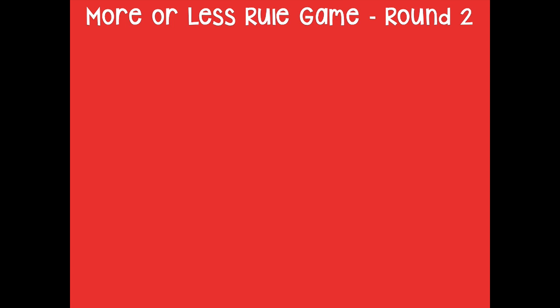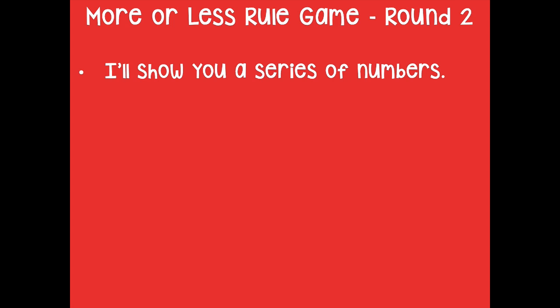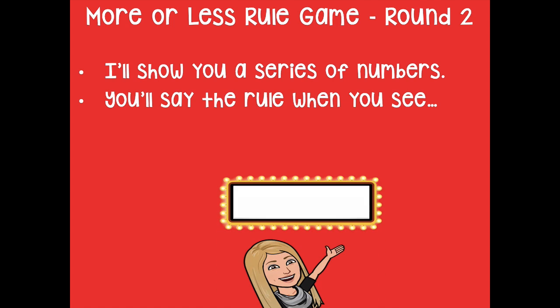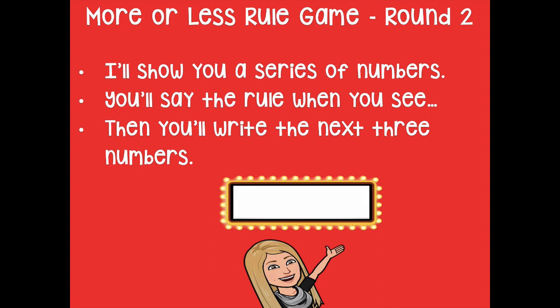All right, so let's do the more or less rule game round 2. So here's the steps for this one. So I'll show you a series of numbers, just like last time. You'll say the rule when you see this symbol again, and then this time you'll say the next 3 numbers. Okay, instead of writing, you could just say them. All right, so here's our first example. So we have 18, 17, 16, 15. So before we can fill in those numbers, we have to find out what's the rule. Is it 1 more or 1 less, 10 more or 10 less?